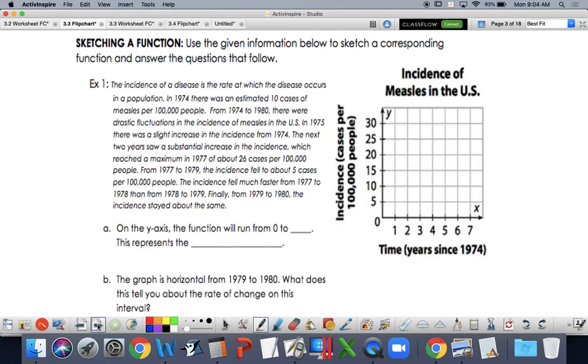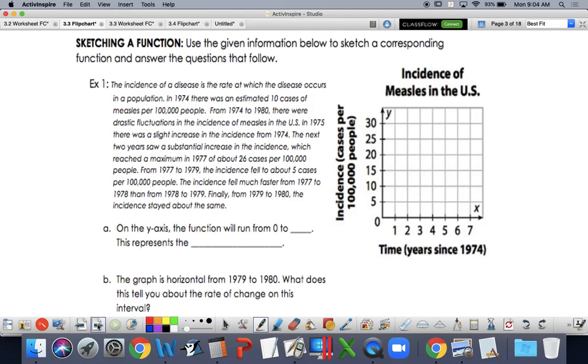But if I showed you a graph of like measles outbreaks in the 1970s, you wouldn't have to read all of this. You could just get it all from the graph. So that's what we're going to do. So bear with me. I'll read it and we'll just start graphing as we go.